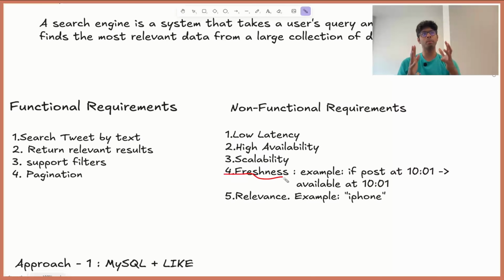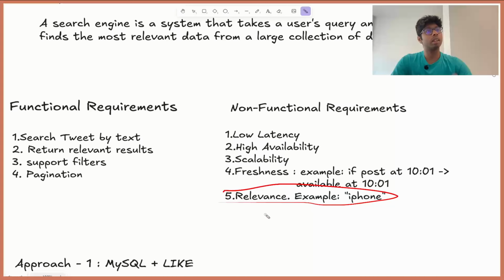Freshness, this is an important point. That's why I wrote an example here. Think of it, if a user posted something at 10:01, that post should be available for searching at 10:01 itself. This is the requirement. Basically, if I posted some random words, let's say XYZ or something, and then I search that particular keyword, I should get a response at the same time. If I posted something at 10:01, it should be available for searching at 10:01. This is the requirement of the system.